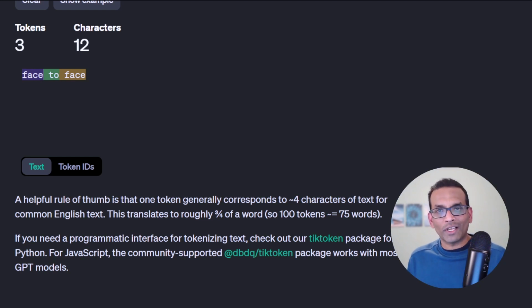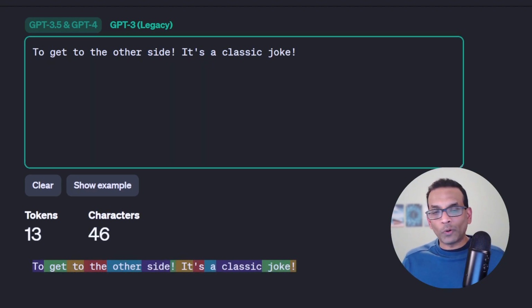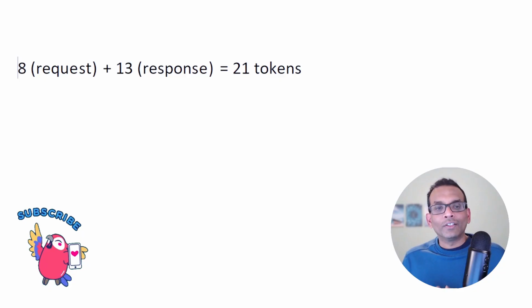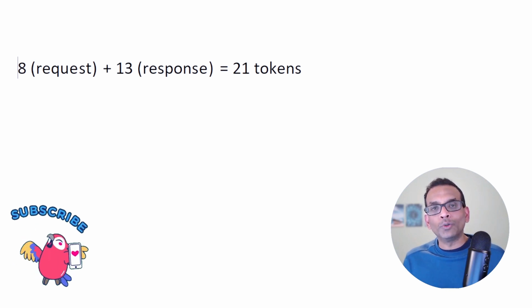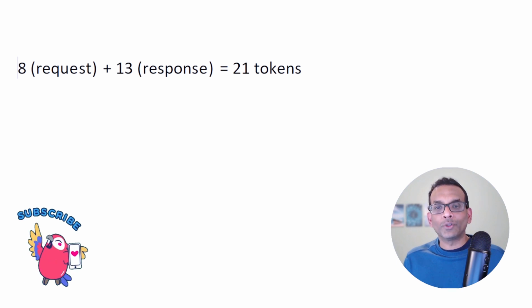So what is the context window? The context window is the maximum number of tokens a model can process at a time. Let us check out one more example. Why did the chicken cross the road? This request has 8 tokens. And the response is, to get to the other side, it is a classic joke, which is 13 tokens. So the total number of tokens used to process my request is 8 plus 13 equals 21 tokens.